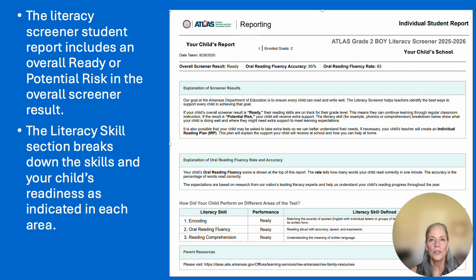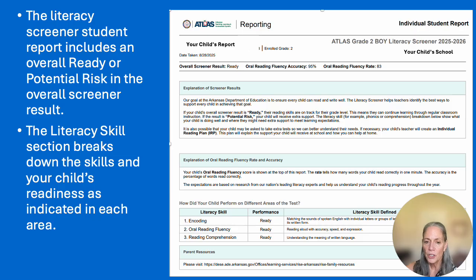What might you see once you get into the report? The Literacy Screener student report includes an overall ready or potential risk. You're going to find that over in the upper left-hand corner. And depending on the grade level, you may have oral reading fluency accuracy and fluency rate scores. Those are only available for grades 2 and 3. Here we have that the child is ready.